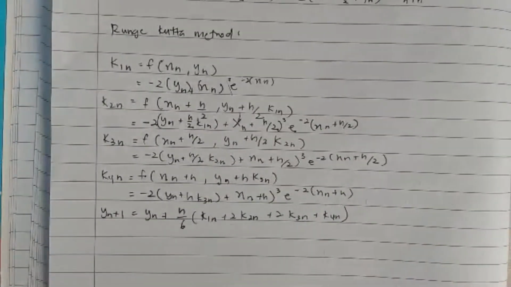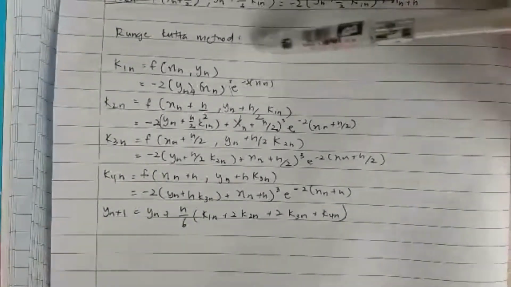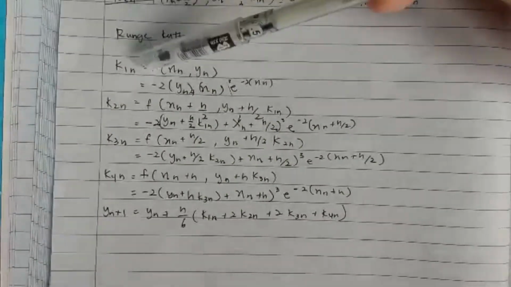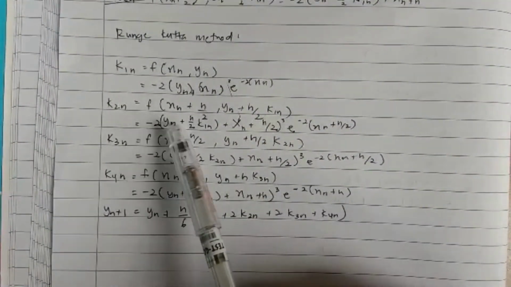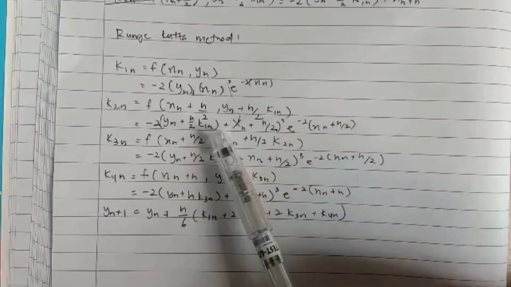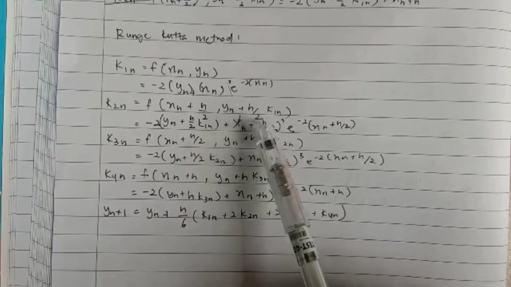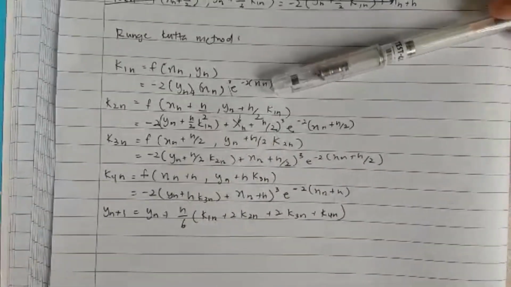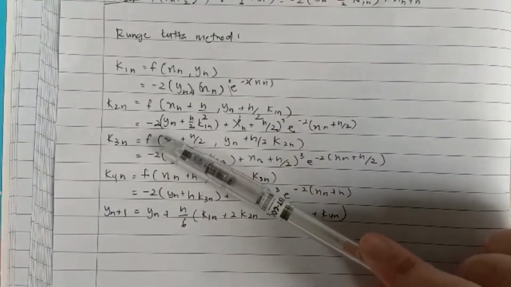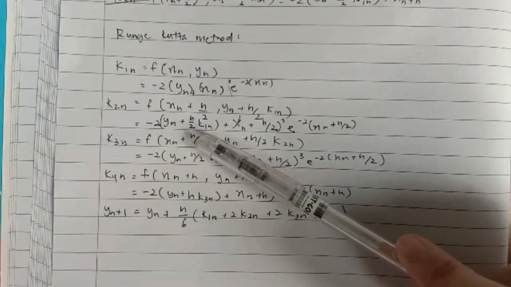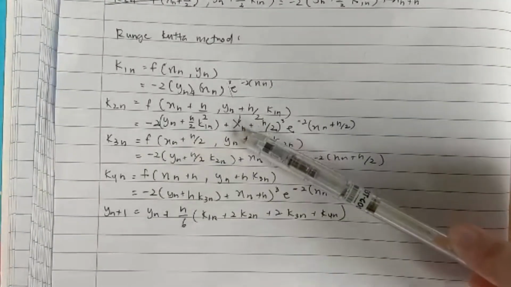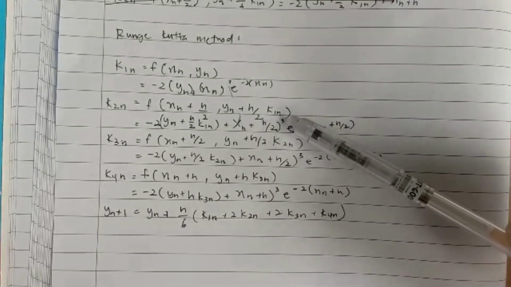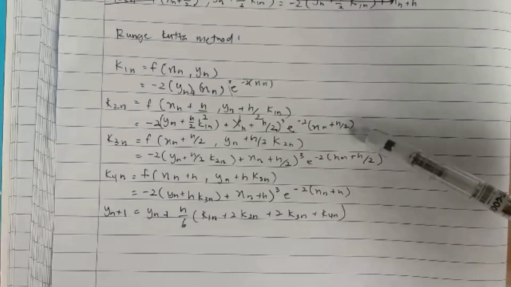We are still using the same equation, so the structure of the equation will also be the same. And then for k2n, we have to substitute xn plus h over 2, and then yn plus another h over 2 with the k1n that we get here, and then -2 (yn plus h over 2 k1n) plus (xn plus h over 2) cubed e^(-2 (xn plus h over 2)).